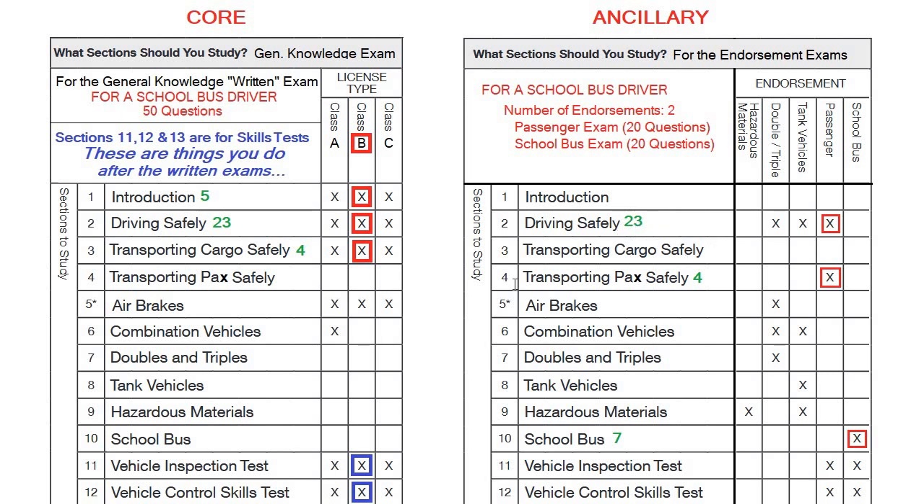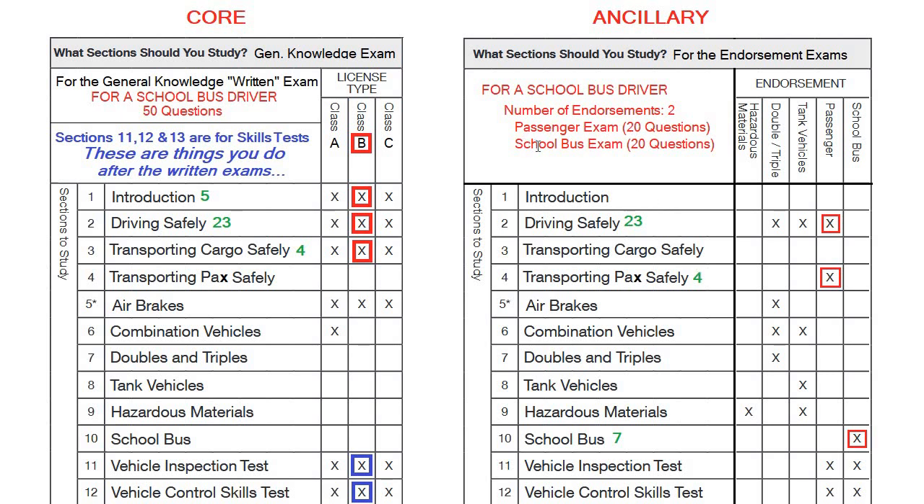And then you study section 4, which is this PAX is an abbreviation for passengers. So transporting passengers safely. I believe that has 4 subsections. Now, your particular manual for your state may differ slightly, so you want to go ahead and take a look. But that would cover the passenger exam.